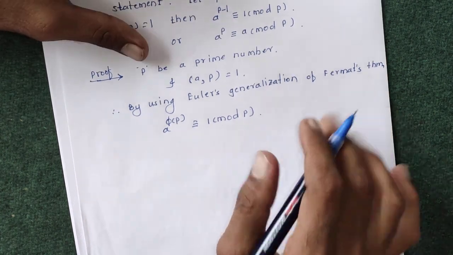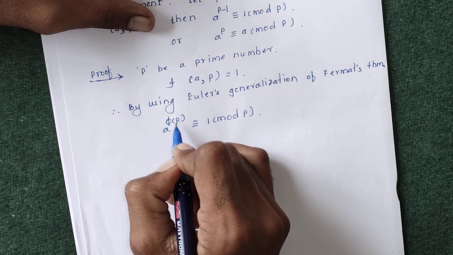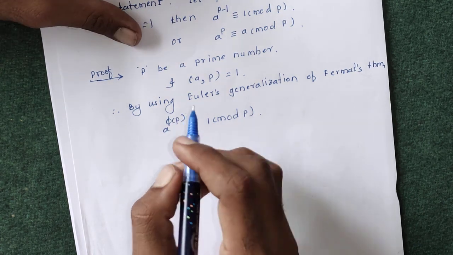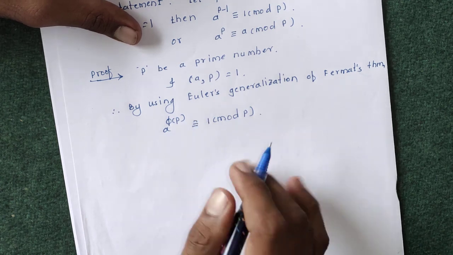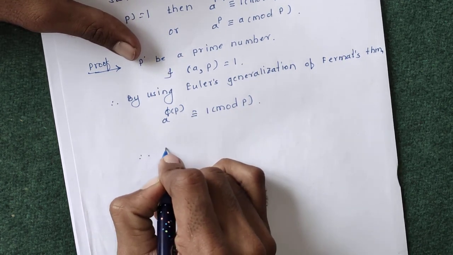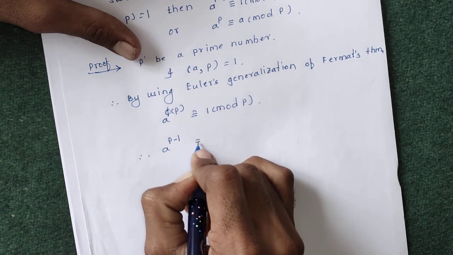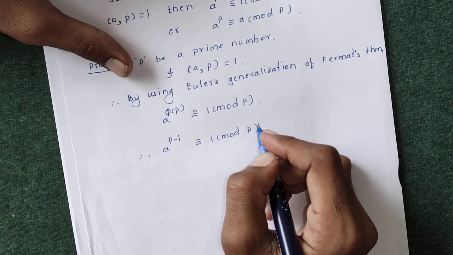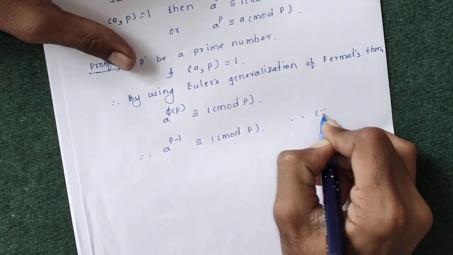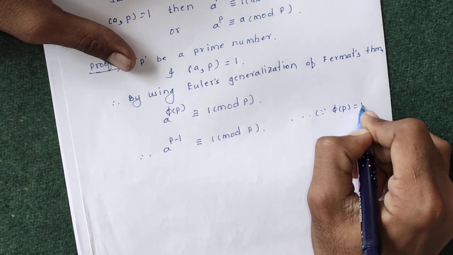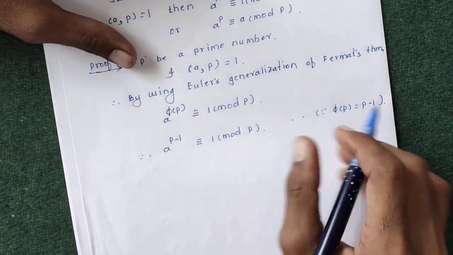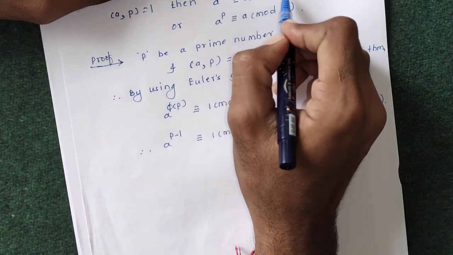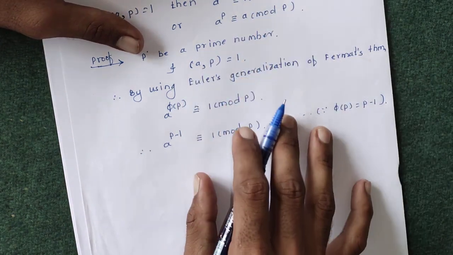A raised to phi of P is congruent to 1 mod P, but phi of P is equal to P minus 1. We have seen in Euler's phi function that if P is prime then phi of P is P minus 1. Therefore, we get A raised to P minus 1 is congruent to 1 mod P. This is since phi of P is equal to P minus 1 for any prime number P. So we get A raised to P minus 1 is congruent to 1 mod P, or we have to say that A raised to P is congruent to A mod P.